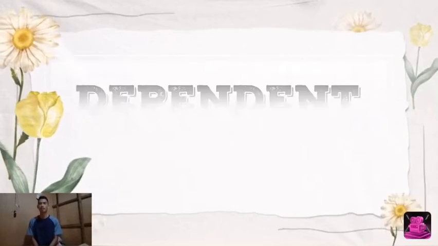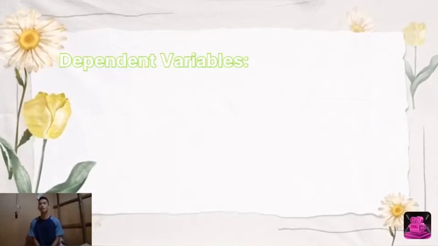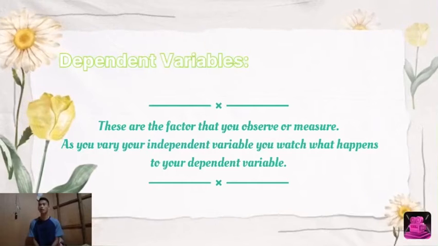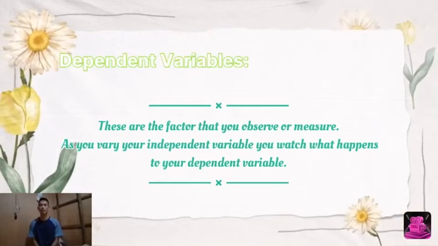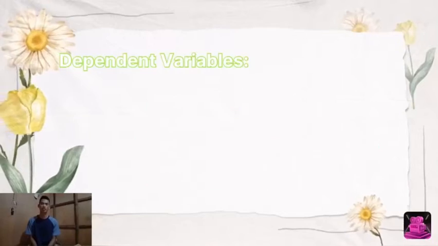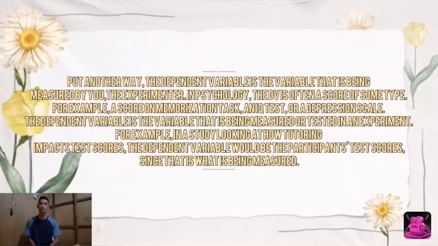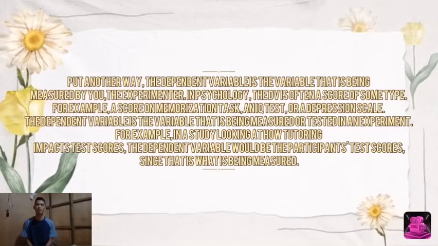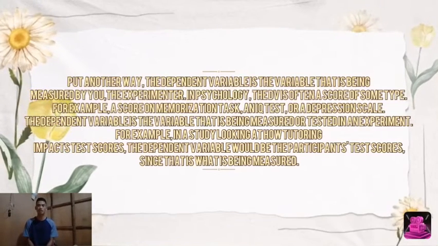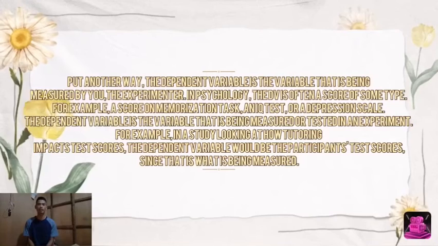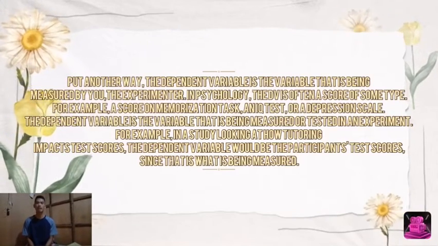This is the second type of experimental variables. Dependent variables. These are the factors that you can observe or measure as you vary your independent variable. You watch what happens to your dependent variable. This is some explanation of the dependent variable. Put another way, the dependent variable is the variable being measured by the experimenter in psychology.